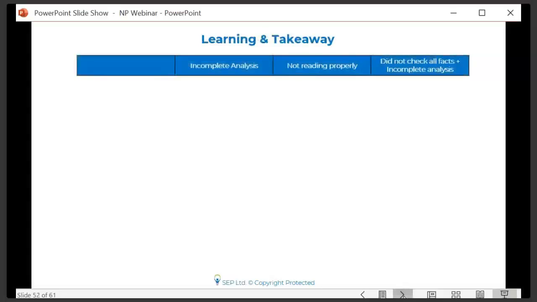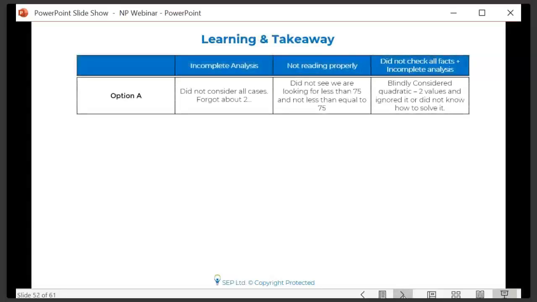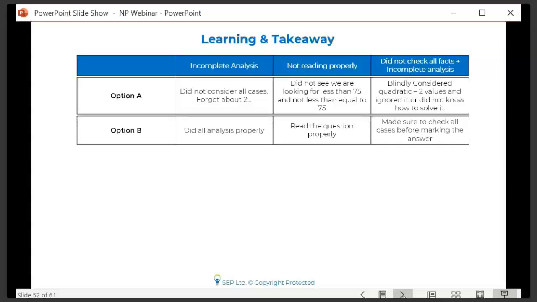If you have to look at the learning and take care, I would say those who have marked option A, they did not look at the case of 2 properly. They did not see that properly, because of which they did incomplete analysis and ended up marking A. Those who marked B obviously did everything properly, but I still believe, based on the comments that I saw, that you need to stop taking random values. Make sure that they are all proper values, the ones that will ensure that you're covering all the cases.